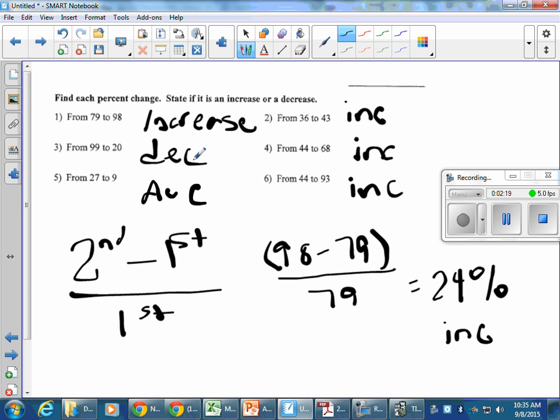I'm not going to do every single one of these, but I will pick one, this decrease one, just so you can see the difference. Were they all increases? 36, 44, and 93? Oh, this is a decrease. I just can't read my writing. So I'll do the 99 to 20. Let me clean this off a little bit.